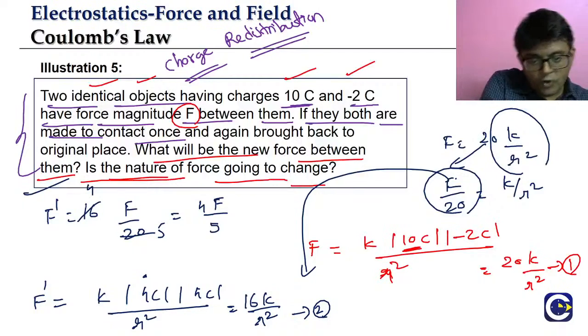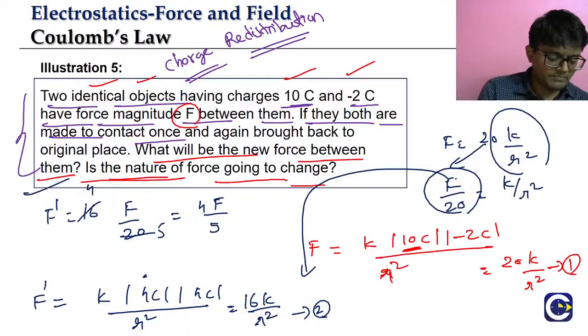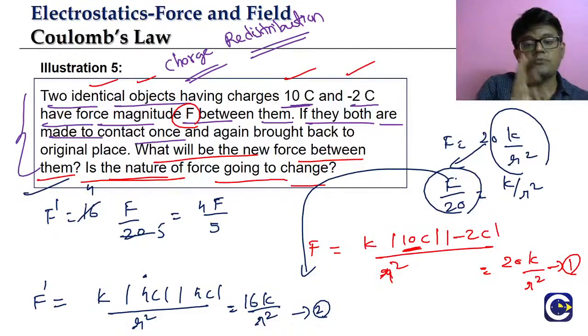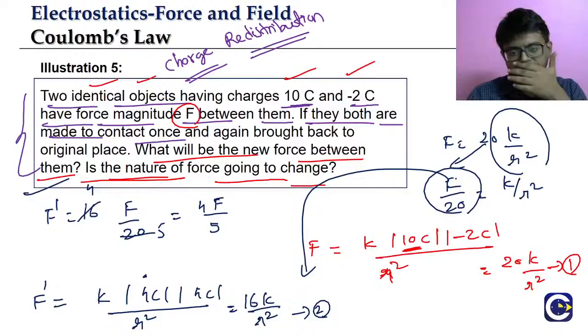So what is the new force between the objects? 4 times F by 5. What is the new force between the objects? Check it, students. How much should it come? It should be coming as 4 times F by 5. Okay? So this is how we are going to approach.